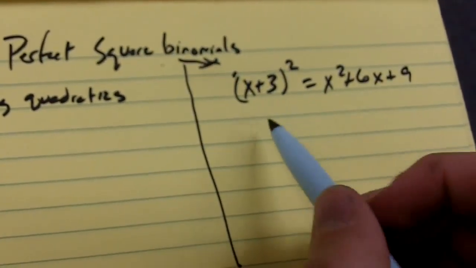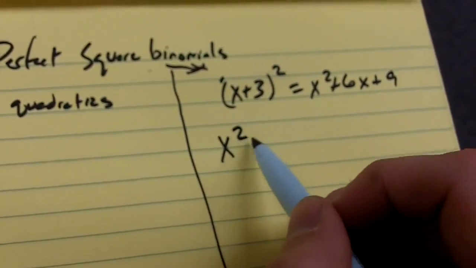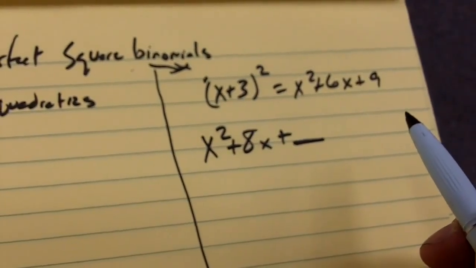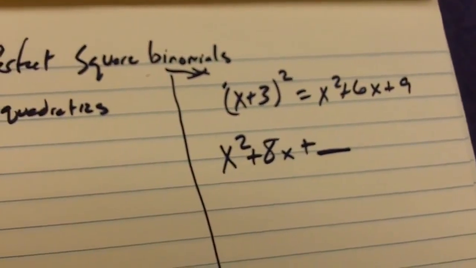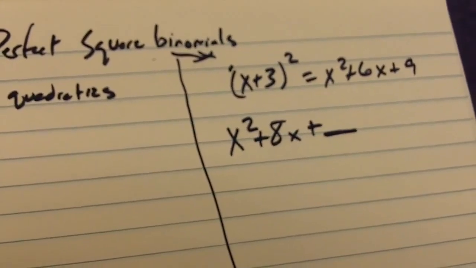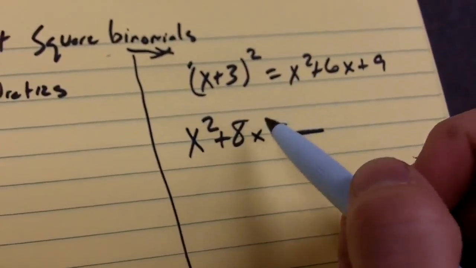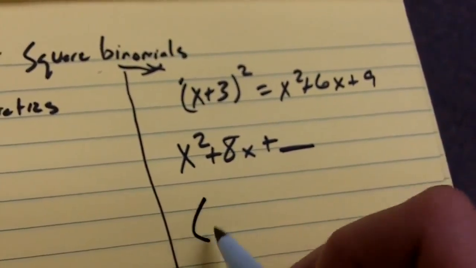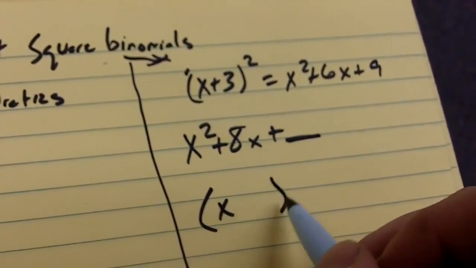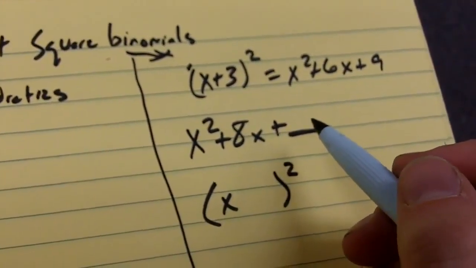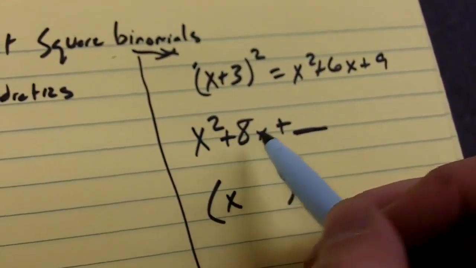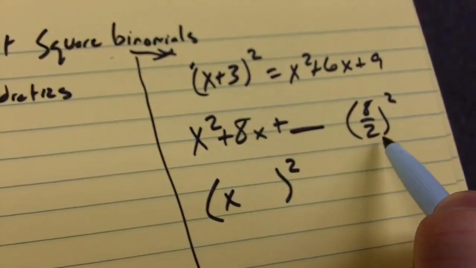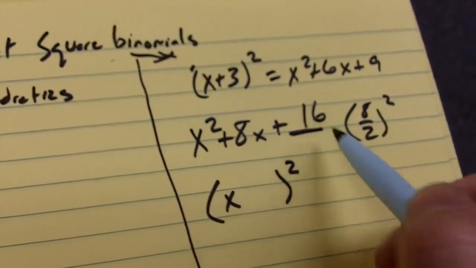What we did is we said, okay, I'm going to take a quadratic, x squared plus 8x, and I want to make this a perfect square trinomial, so it'll factor into a perfect square binomial. I want this to factor so that it gives me something x plus or minus something, squared. The way I can do that is if I take half of this number, 8 divided by 2, and square it. 8 divided by 2 is 4, 4 squared is 16, so I add 16 to both sides.